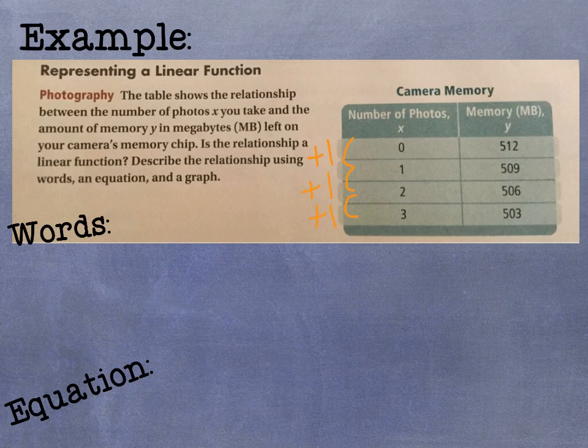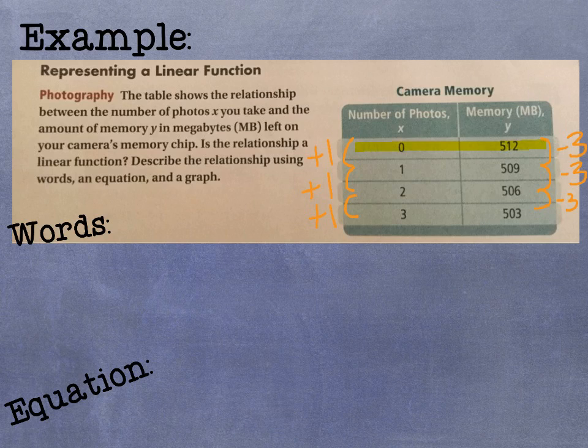On this side, what's happening from 512 to 509? If you put it in your calculator, or if you can do it in your head, it's minus 3. From 509 to 506, it's minus 3. And from 506 to 503, it's minus 3. So, if we notice in the table, at the 0, it's 512. That's going to be our constant when we're writing an equation.